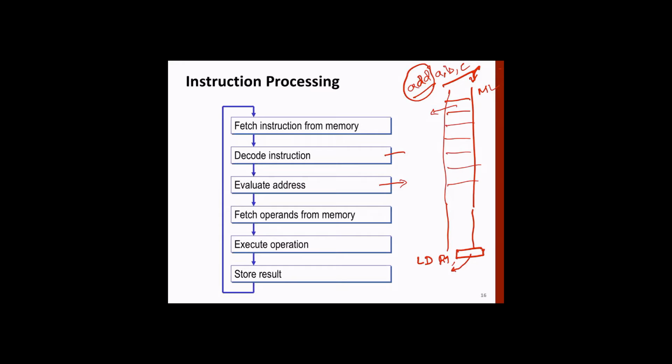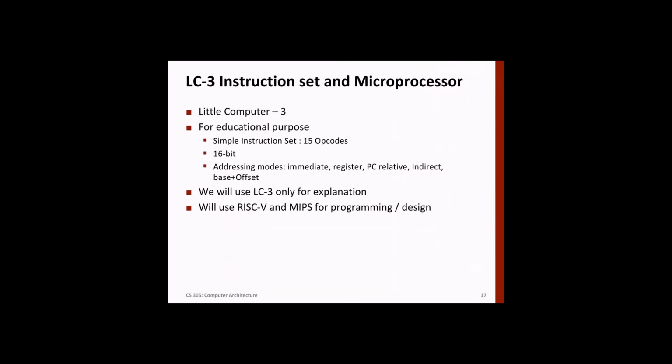Okay, so this operation is called load. Evaluate address. In order to evaluate this memory address, we need to do certain things. Once we have evaluated the address, we'll have to bring it back to a register. So we'll have to fetch operands from memory and then execute. Once the operand is available, we can do execution and then store the result. We'll take one instruction at a time and do it.